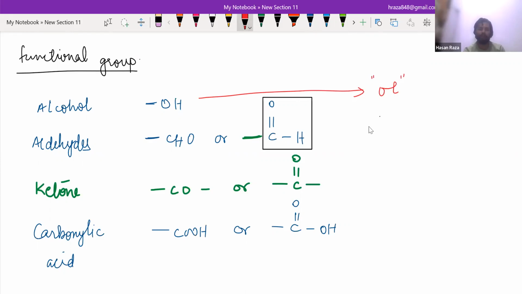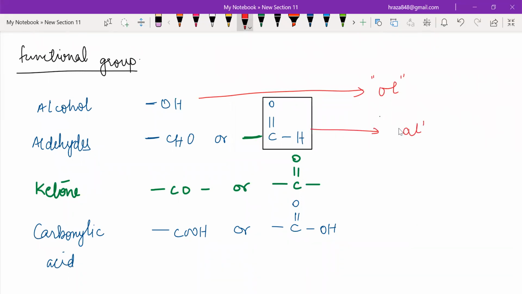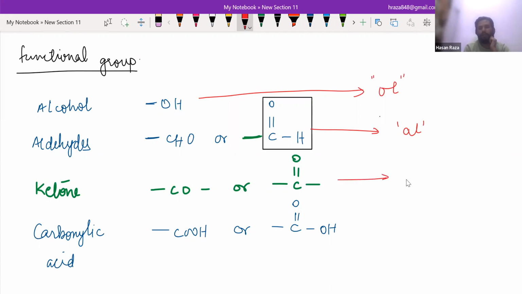At the end, I'm just going to write it and then I will take some examples to explain this. For alcohols and aldehydes, we use "ol" at the end: butanol, methanol, propanol. Then this is your ketone. At the end, we use "one", and for carboxylic acid we use "oic acid".